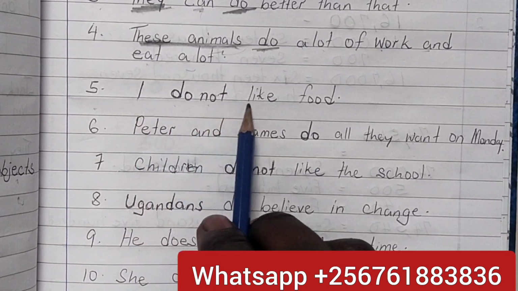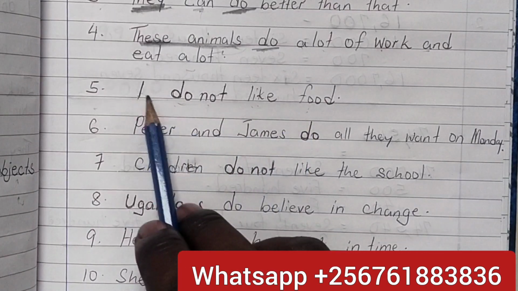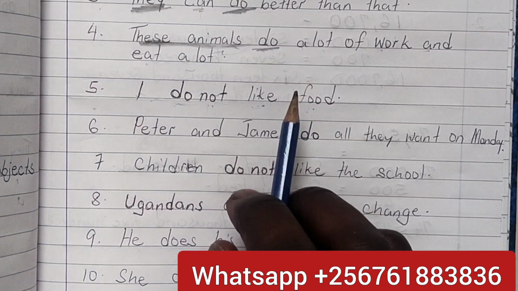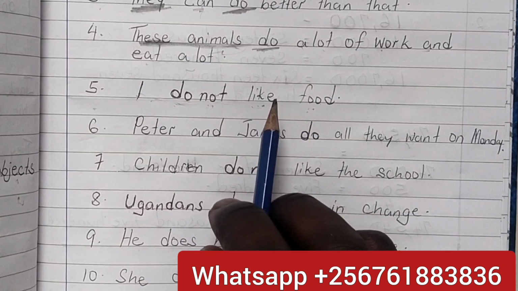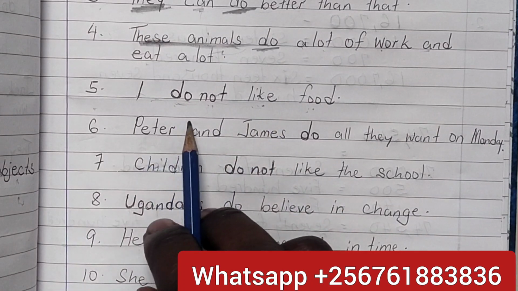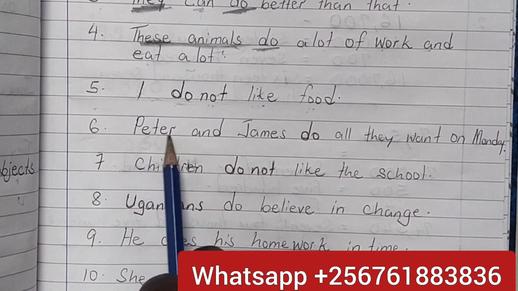I do not like this food. I do not like food. I don't like food. All are the same. Number 6.